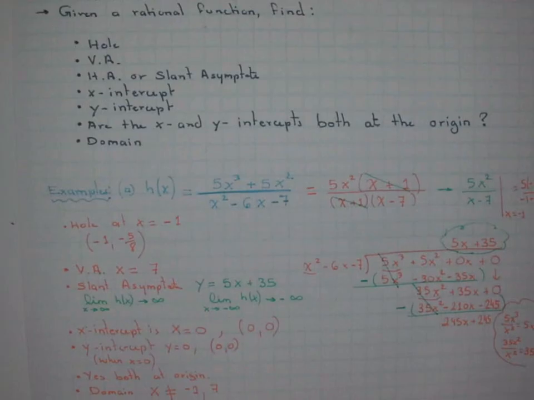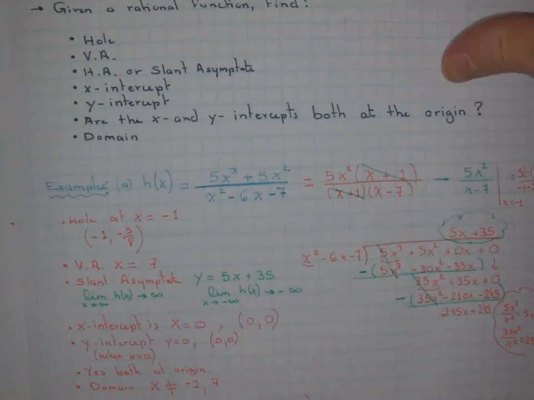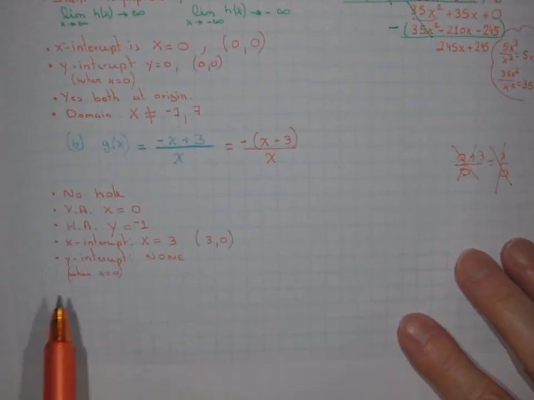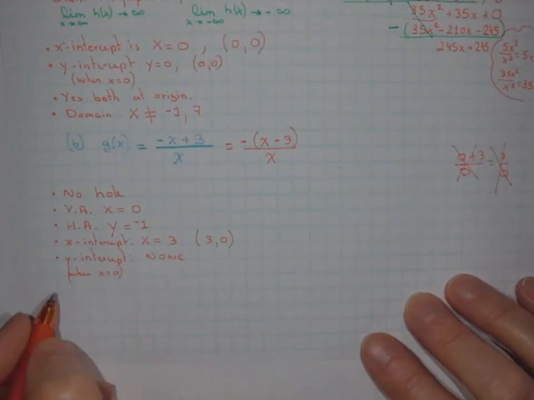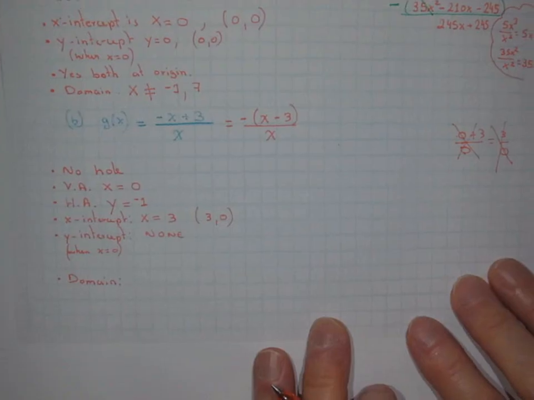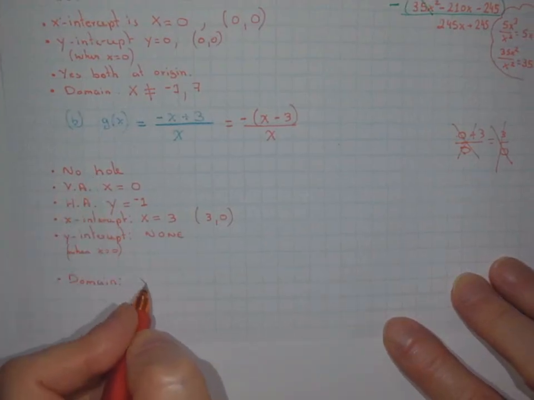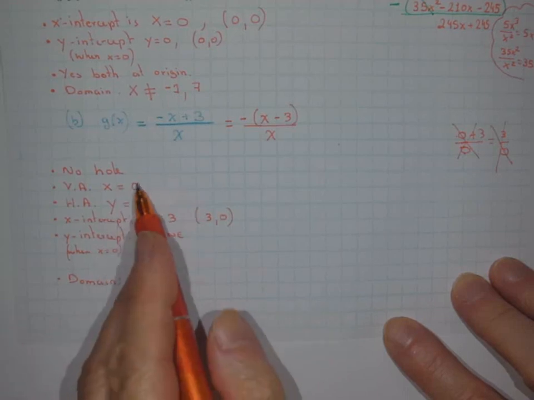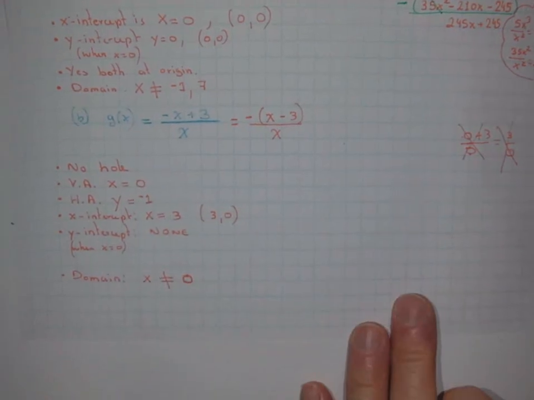Okay, so are the x and y-intercept both at the origin? Well, obviously they cannot be, right? Because the origin is part of my exclusion. I have a VA there, vertical asymptote, so can't have that. The next thing I need is my domain. Domain, remember, are all your x's you have to exclude, which will be the holes and the vertical asymptote. Well, there is no hole, but we have a vertical asymptote at 0, so x cannot be 0. All right, that's it for that.